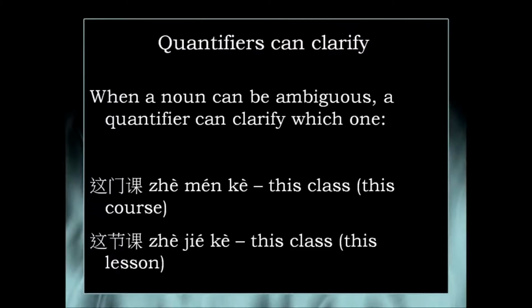So 这门课很无聊 means this course is very boring. And 这节课很无聊 means this class, as in the one we're in right now, is very boring. And so the quantifier in this case disambiguates which 课 we are referring to. Is it the course or the lesson that we're in?